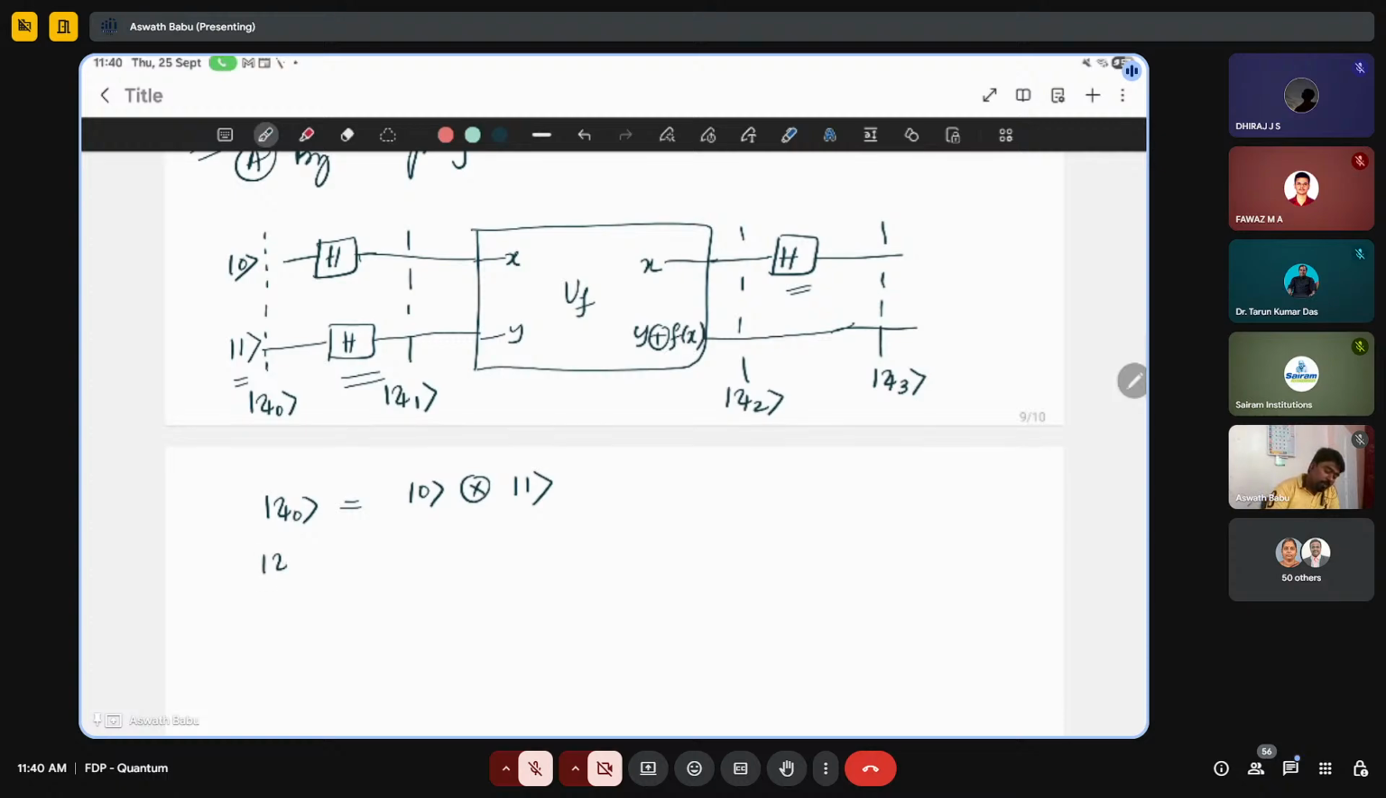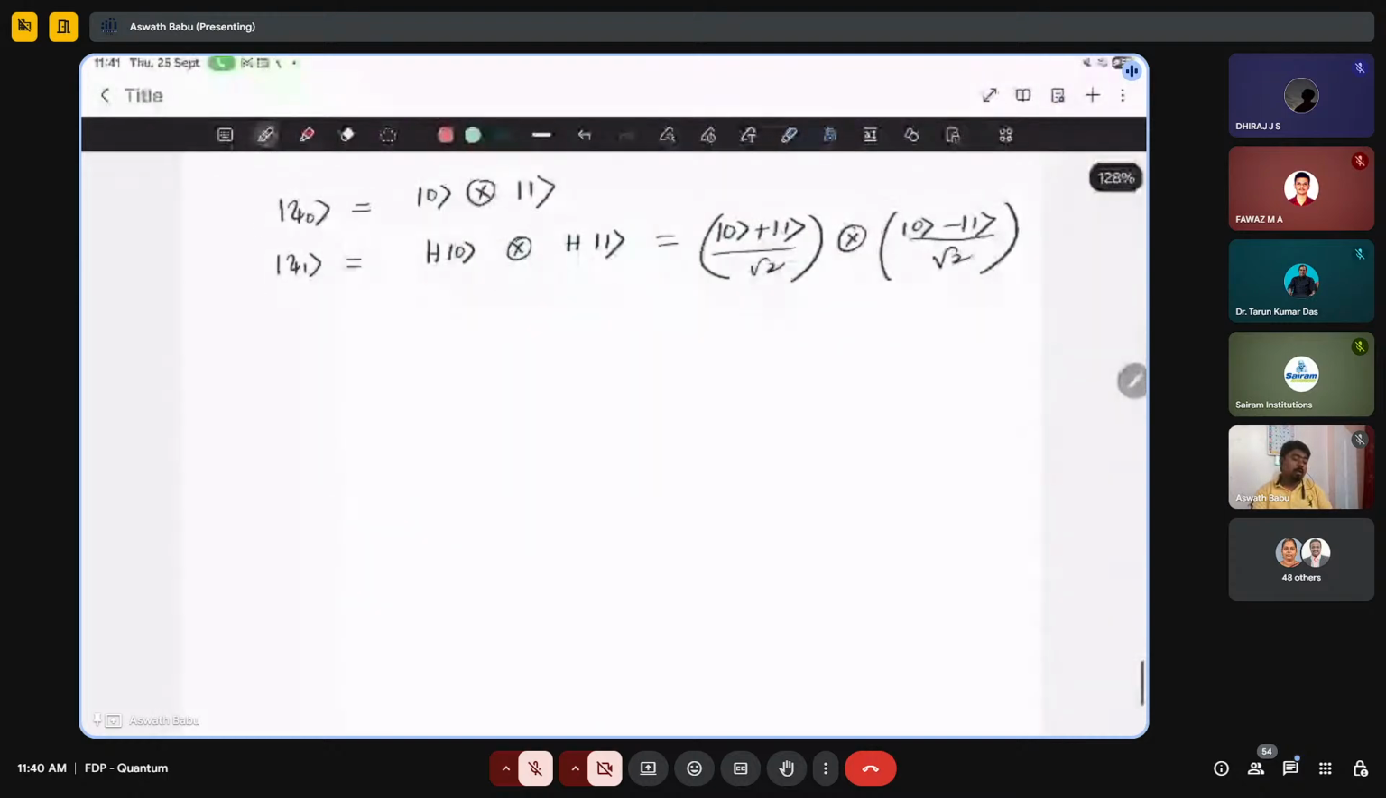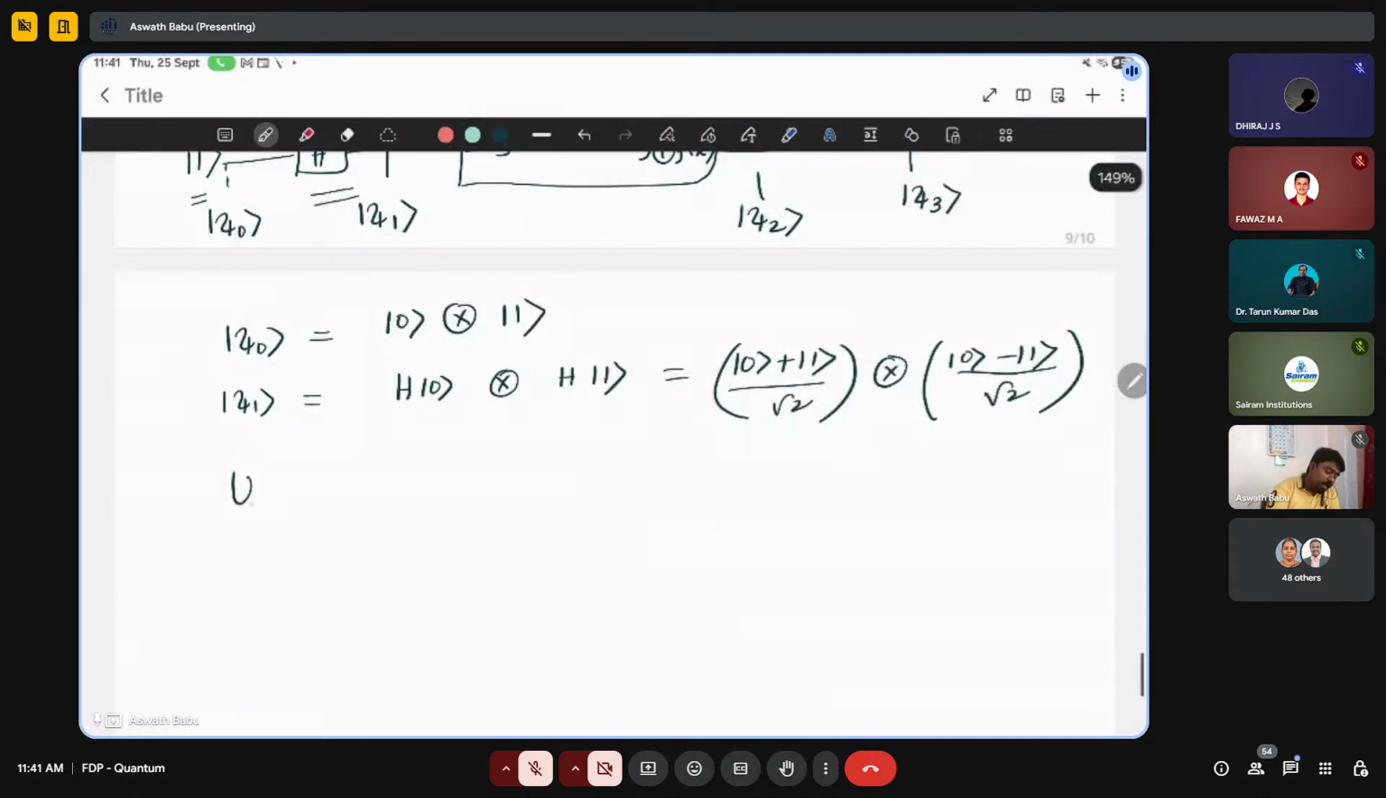Okay, what is psi 1, by the way? Psi 1 is one Hadamard acting on the control and one Hadamard acting on the target, which is a superposition of the control with positive parity divided by square root of 2, and another one is a superposition with negative parity between 0 and 1. This is what I have. Now the unitary function acts on psi 1. This is going to give you psi 2. I want to find that.